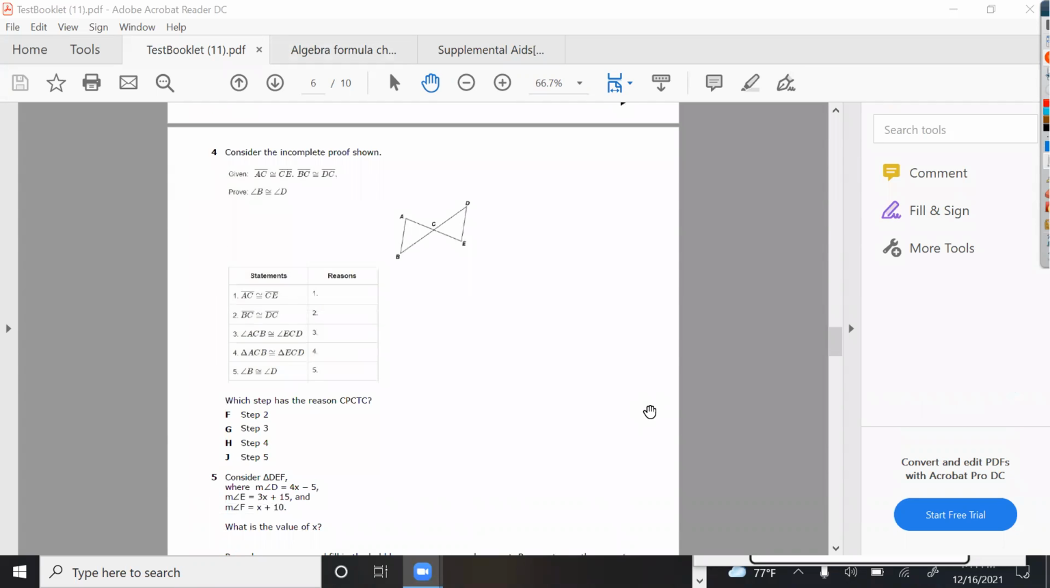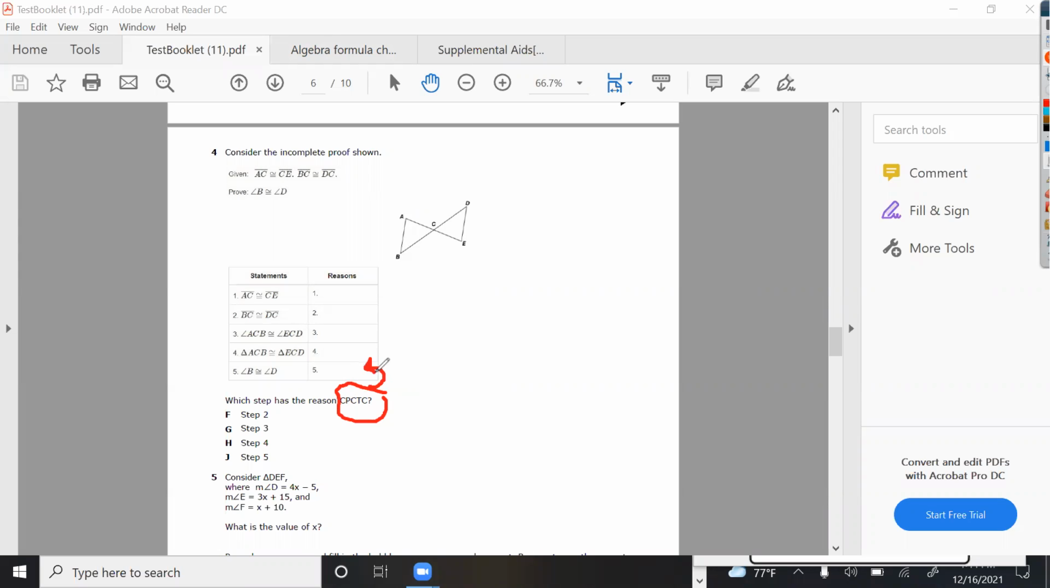Okay. Our next one, consider the incomplete proof shown. Given AC is congruent to CE and BC is congruent to CD, prove that angle B is congruent to angle D. Okay. This is really simple. It says, what step would be CPCTC? That means corresponding parts of congruent triangles are congruent. This would always be your last step.